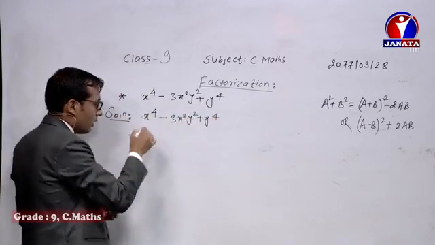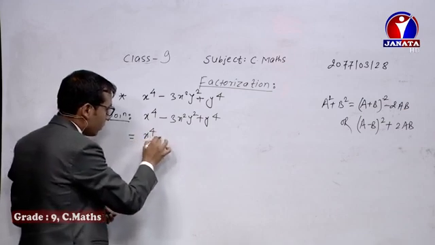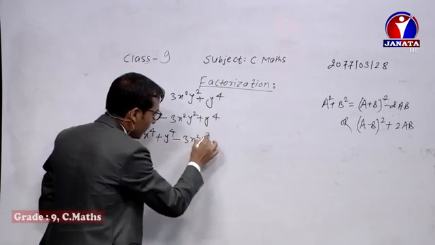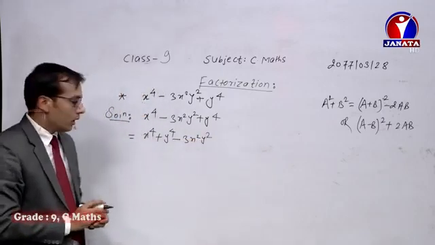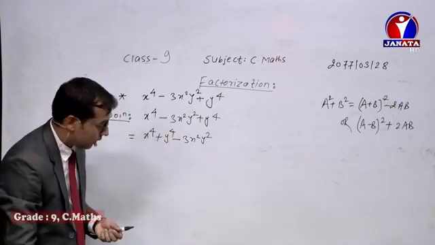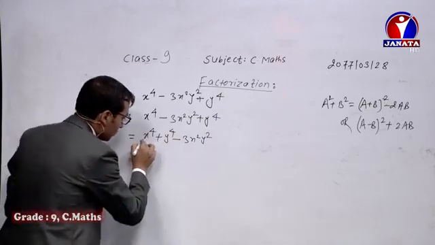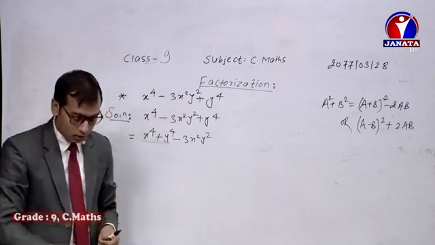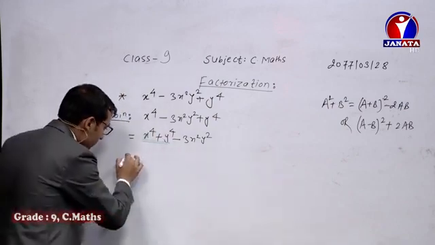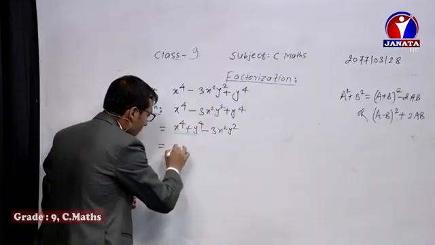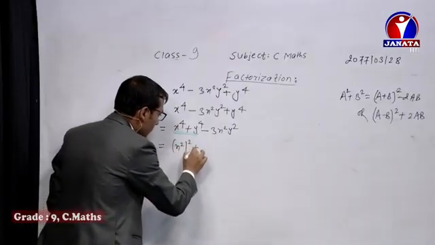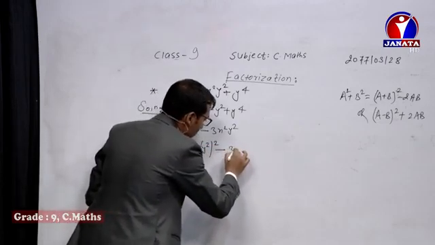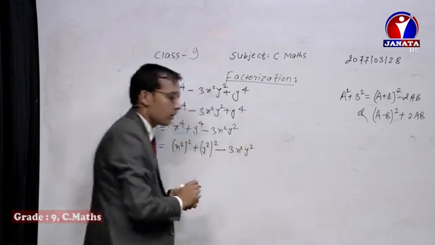So let me arrange the terms here. X to the 4 plus y to the 4 minus 3 times x square y square. Let's convert these first two terms into a square plus b square form. So we can convert this. It's similar to the previous one. So x square whole square plus y square whole square minus 3 times x square y square.